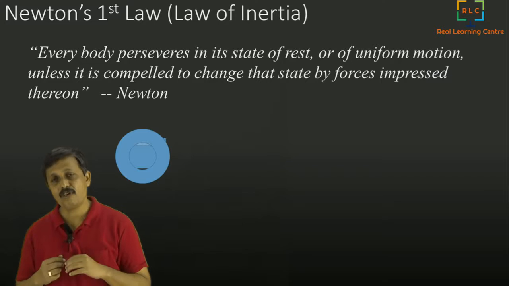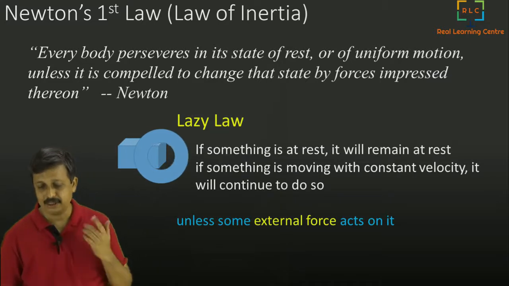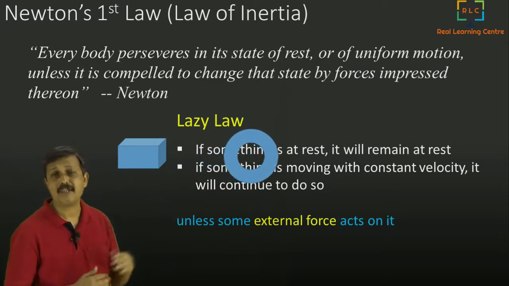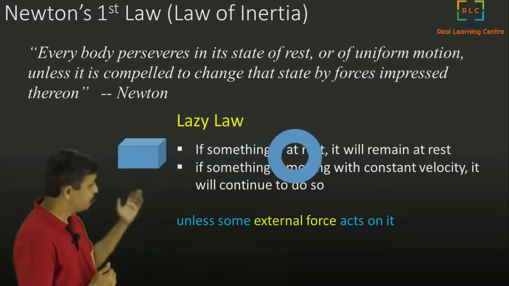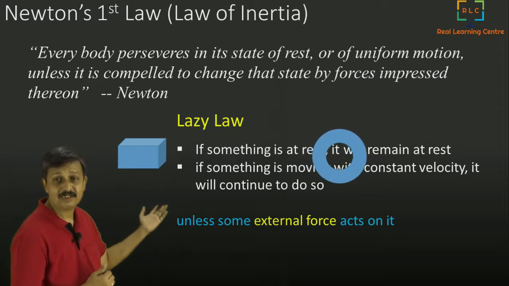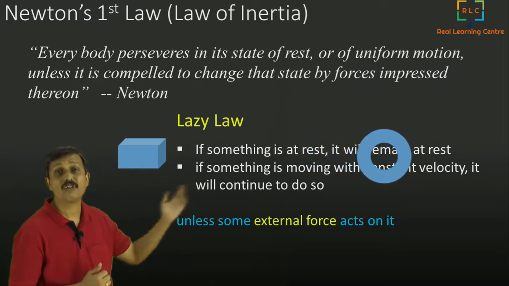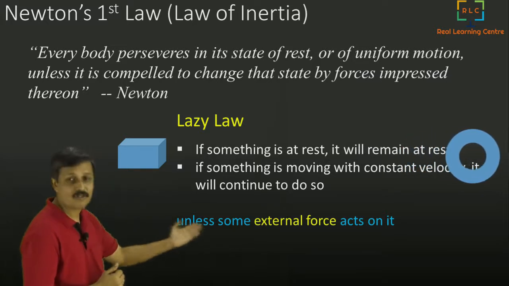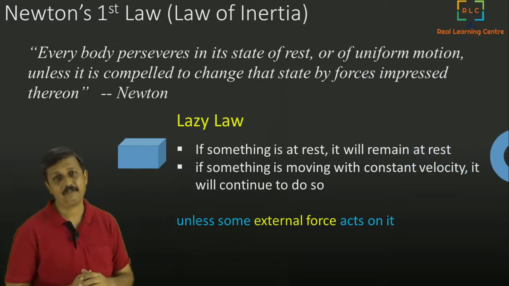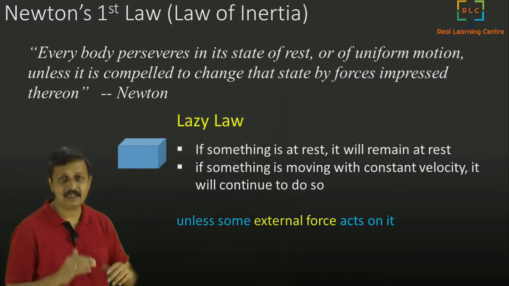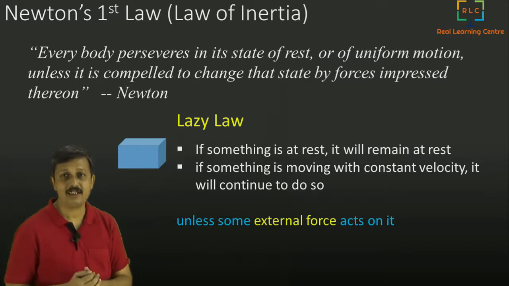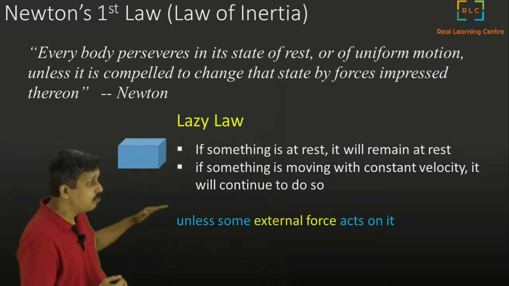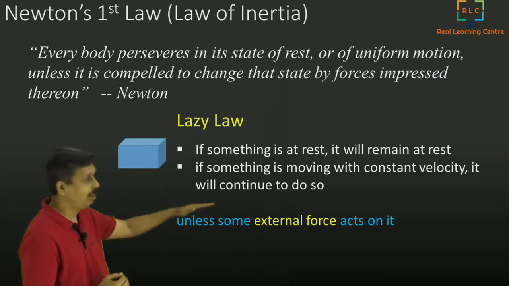If you want to understand it in very simple English, I would put it this way. If something is at rest, it will continue to remain at rest. If something is moving with constant velocity, it will continue to move with constant velocity, unless, of course, some external force acts on it. That is all he says. He just clarified the concept of inertia. It will continue to remain at rest or in uniform motion. Uniform motion means constant velocity.